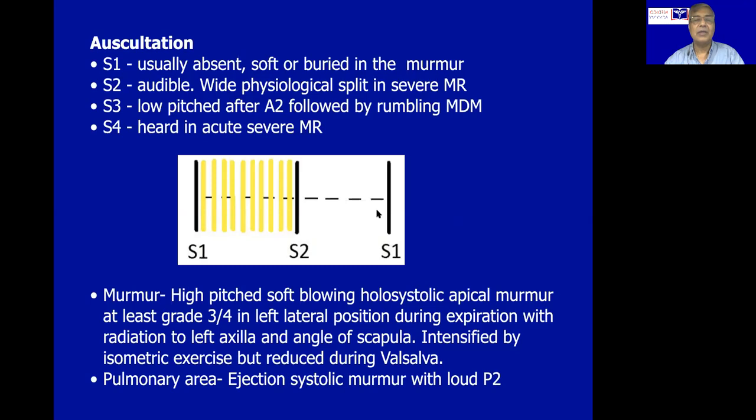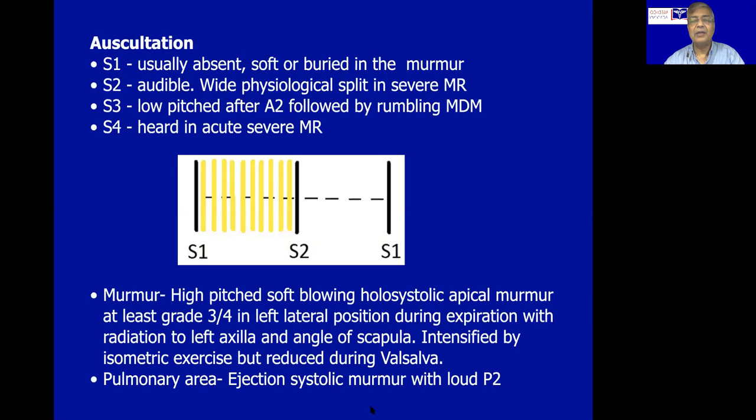The murmur is a high-pitched, soft blowing, holosystolic, apical murmur, at least of grade 3/4, heard in the left lateral position during expiration. This murmur radiates to the left axilla and the angle of the scapula. This is very typical of an MR murmur, the radiation to the left axilla or to the angle of the left scapula. The murmur is intensified by isometric exercises, but is reduced during Valsalva.